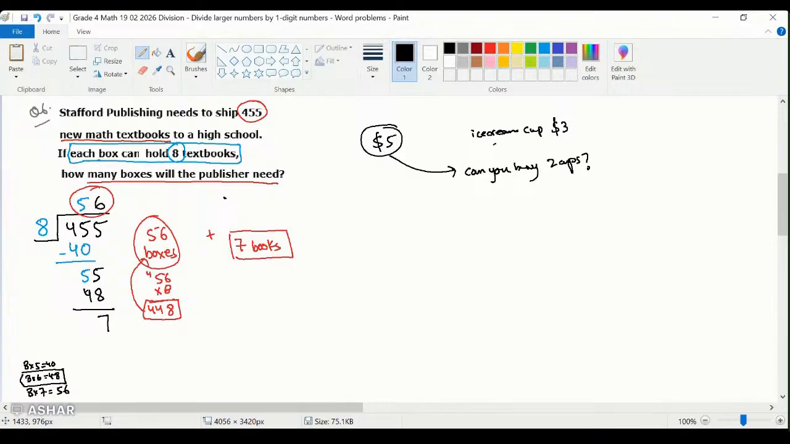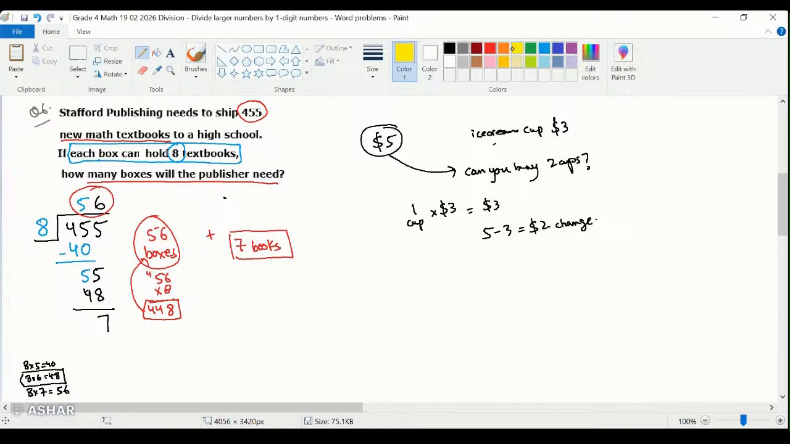Can you buy 2 cups of ice cream for $5? No, I don't think so, right? Because 1 cup will be $3. That means you spend $3, right? And 5 minus 3 would be $2. That is your change. Agreed? Do we agree on this?